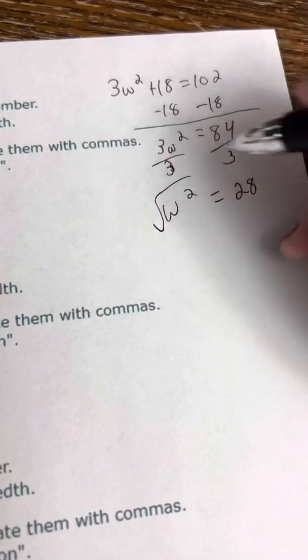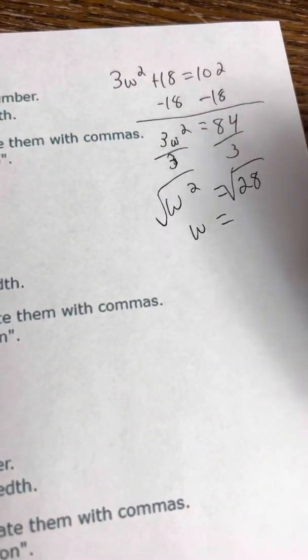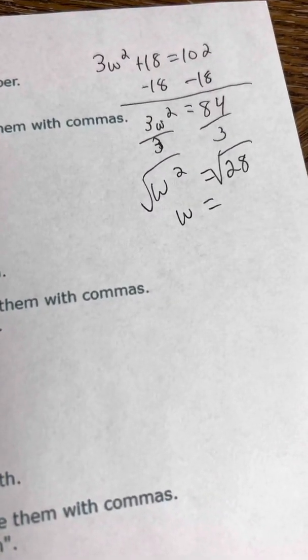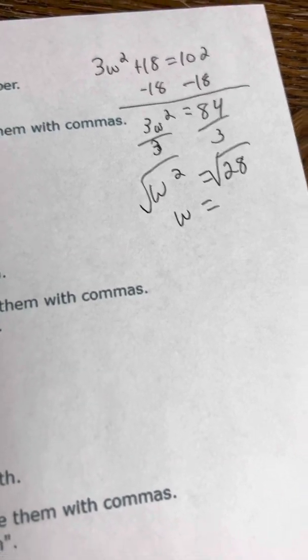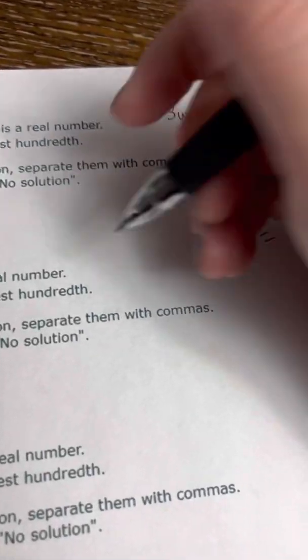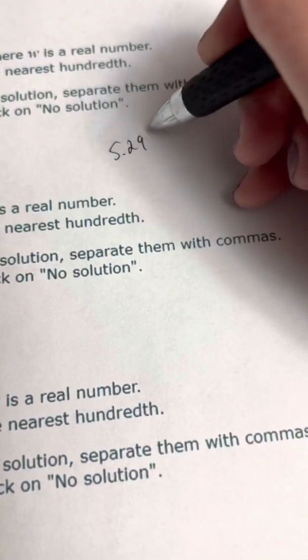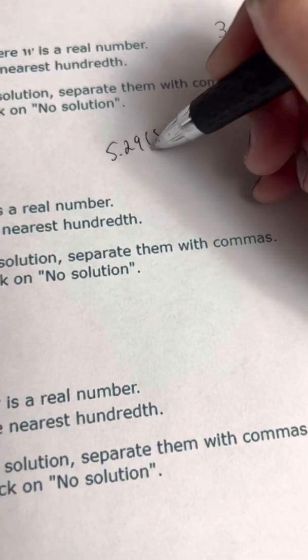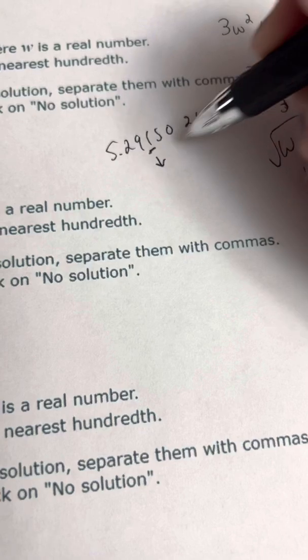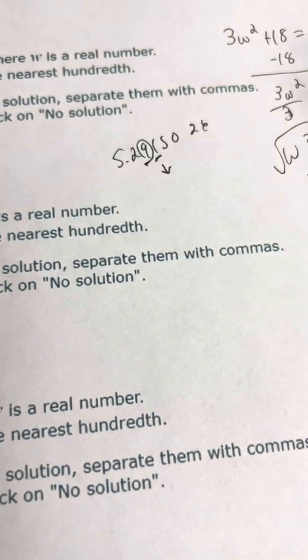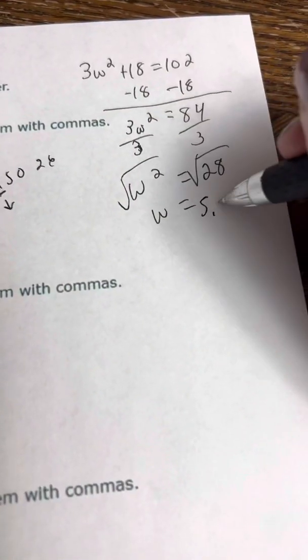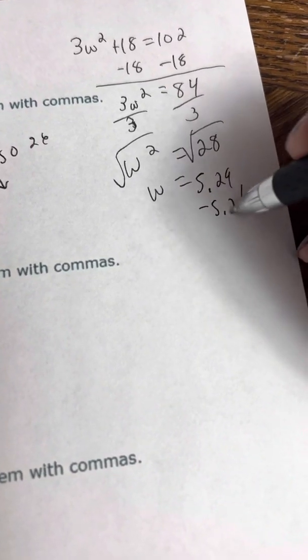And then I'm going to take the square root of both sides. W is going to be the square root of 28, which is 5.2915026. Look at the third number. It's less than 5, so you leave the 9 the same. So it's going to be 5.29 and negative 5.29.